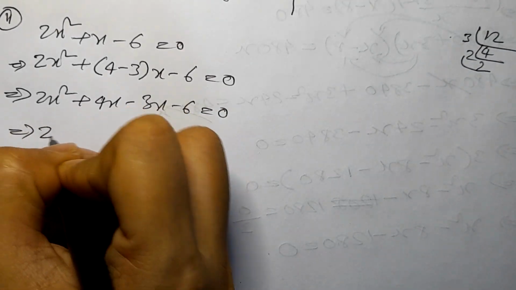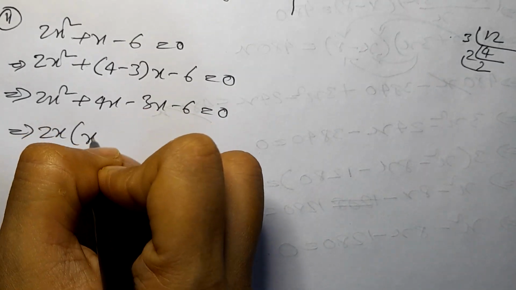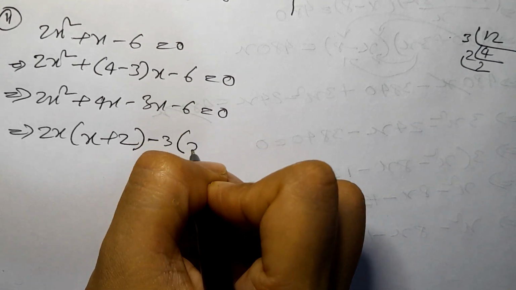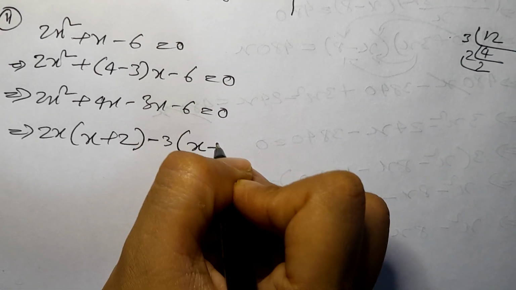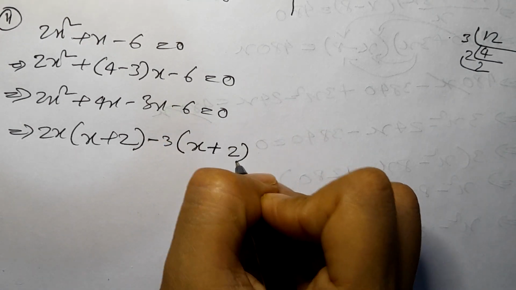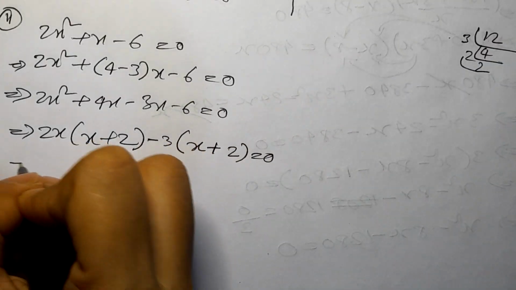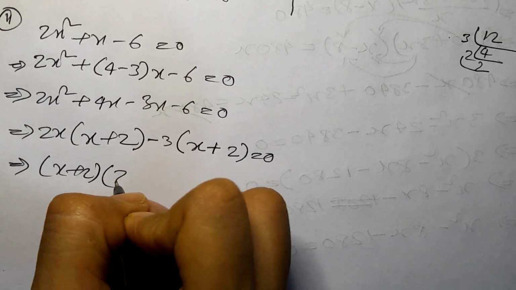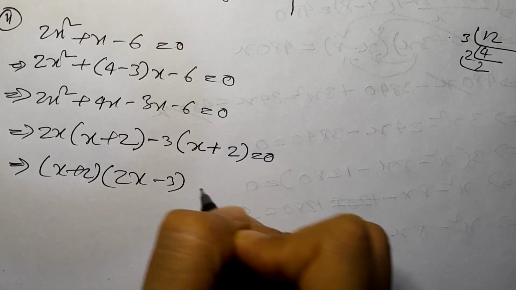Here 2x is common, it will give x plus 2, 2 twos are 4. Here minus 3 is common, x, 3 twos are 6. Plus into minus is minus. The middle is the same: (x + 2)(2x − 3) = 0.